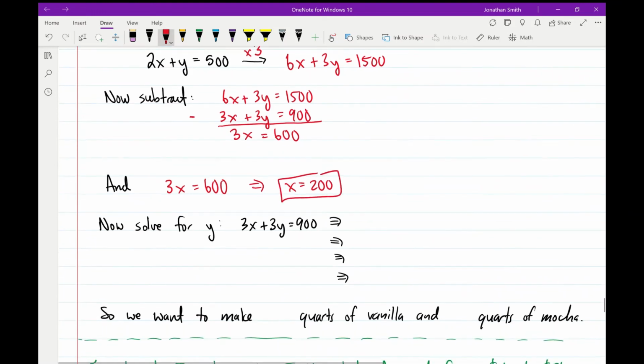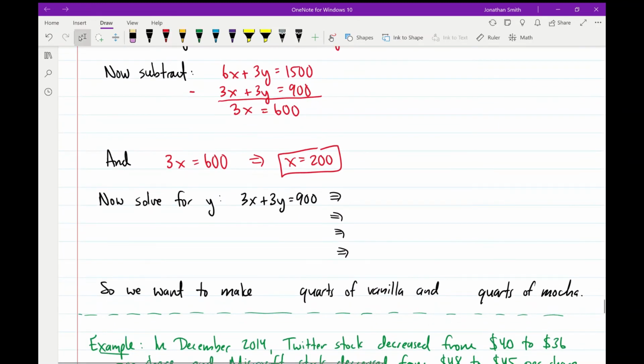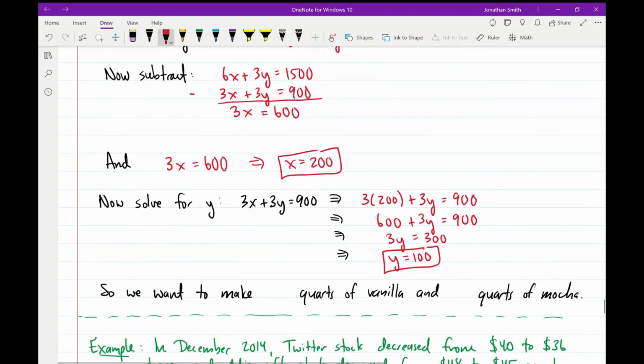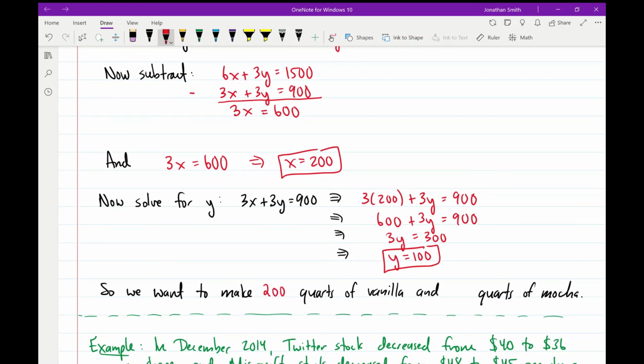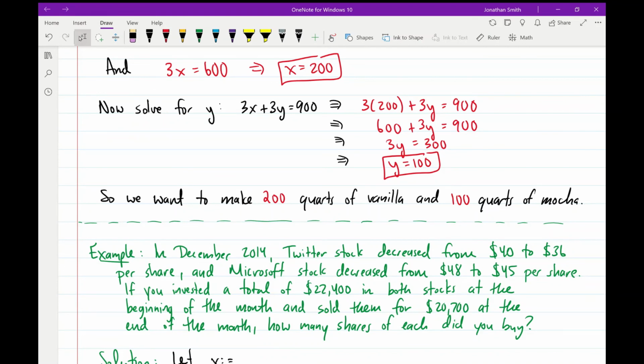And now we want to take that value for x and plug it back into one of the original equations and solve for y. So I picked the equation 3x plus 3y equals 900. We'll plug 200 in for x. And we get 600 plus 3y is equal to 900. So 3y is equal to 300, and therefore y is equal to 100. So we want to make 200 quarts of vanilla because that's what our variable x represented, and we want to make 100 quarts of mocha because that's what our variable y represented.